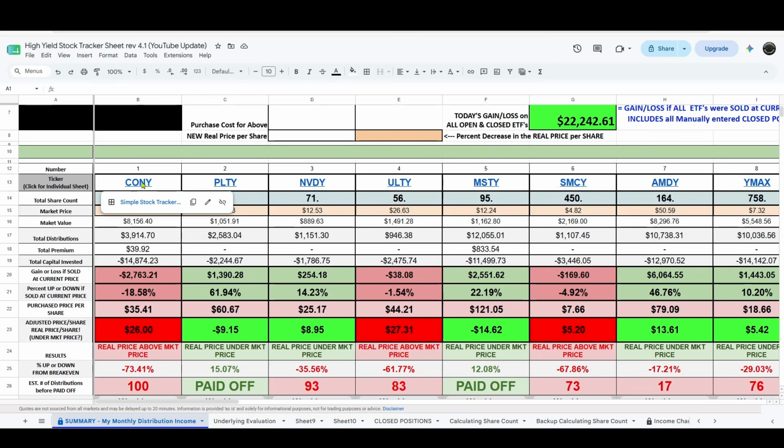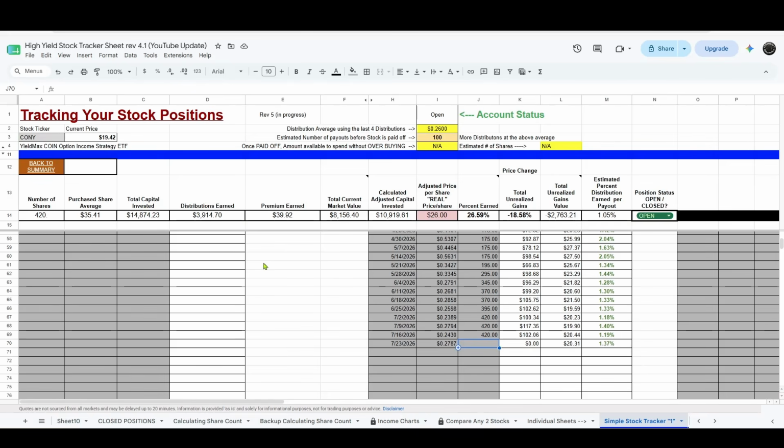So for CONY, to get to that individual sheet, we hover over that ticker and we click the pop-up. Takes us right to that individual sheet so that you can enter in your distributions and any purchases that you have made.